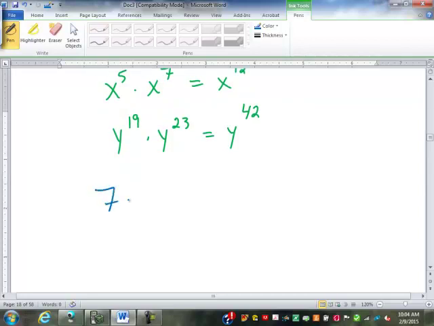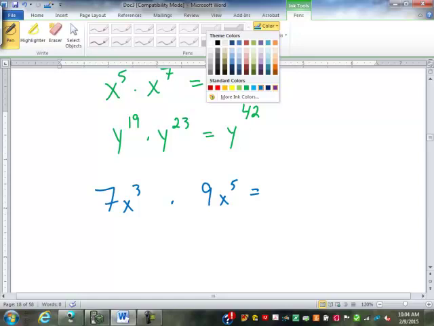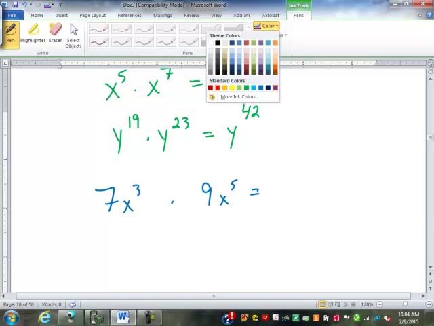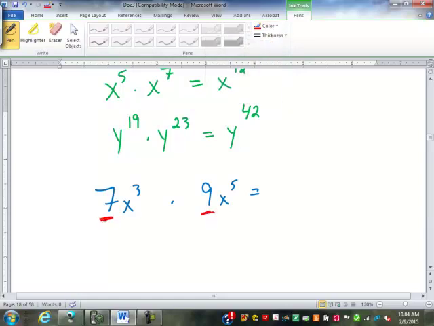We can have something like 7x to the third times 9x to the fifth. Is that going to be 16x to the eighth? What did I do wrong? I'm still multiplying the numbers. 7 times 9 is 63, not 16. I don't just add them. It's just when I multiply the names, x to the third times x to the fifth, even though I'm multiplying, it appears as though we're adding. 3 plus 5 is 8. But that is still multiplication. So be careful with those.